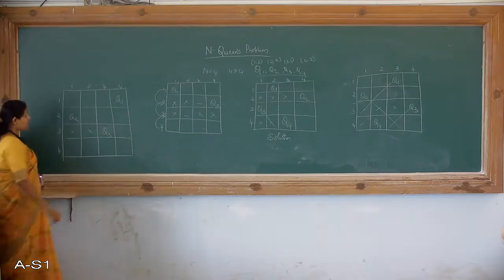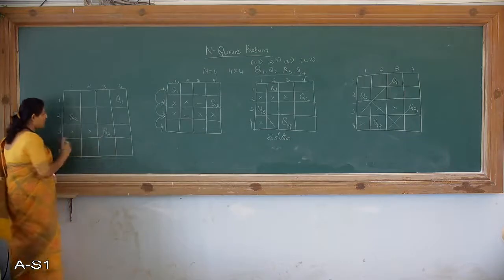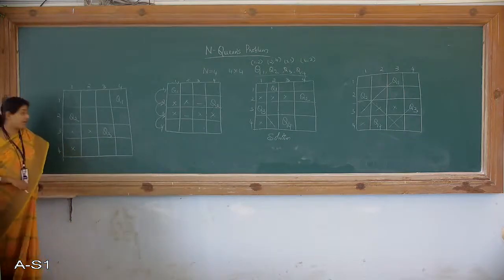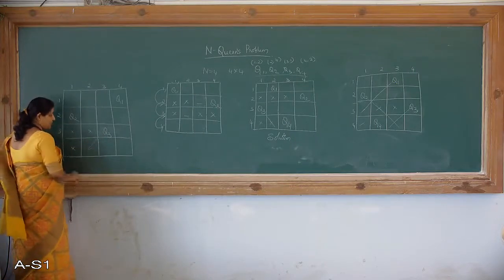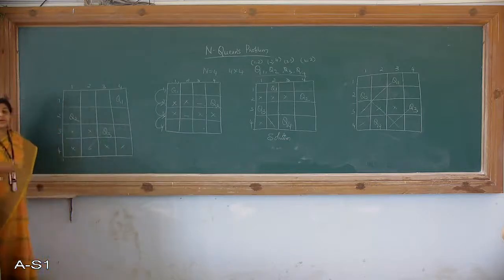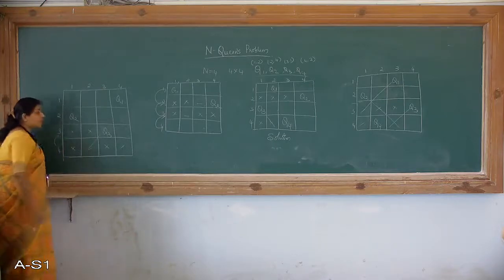Now this is done. Now my queen 4. I cannot place my queen 4 here. Can I place here? No. It is the diagonal element of this. No. Definitely no. Meaning there would be no space. I had to backtrack.